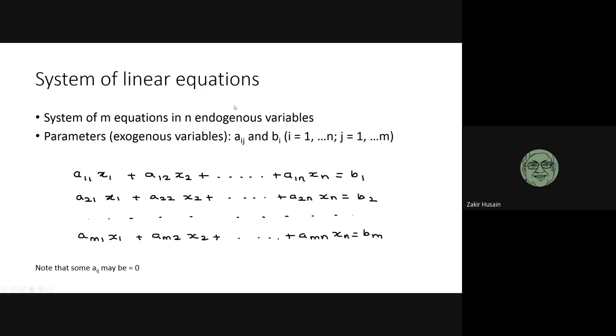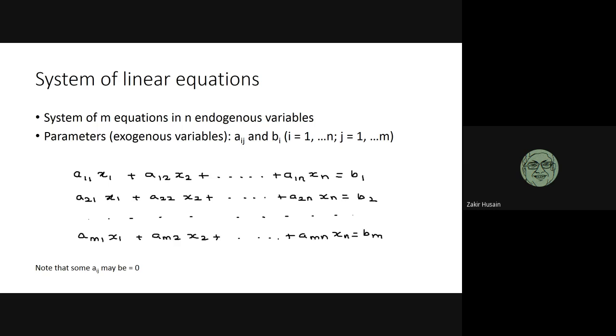Now, I've used two terms over here, endogenous variables and exogenous variables. What are these? Endogenous variables are variables whose values are determined from within the system. So over here, the values of x1, x2 will be determined after we solve these equation systems. The exogenous variables are the parameters. They are the constants. They can vary, but they are determined from outside the system.